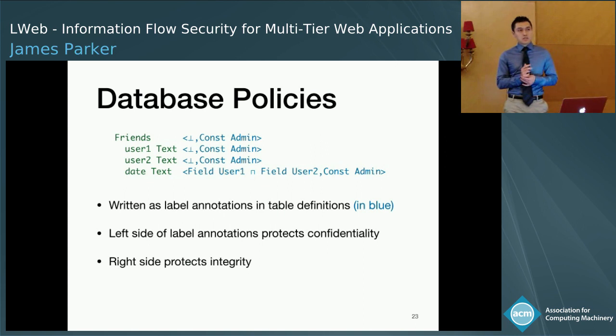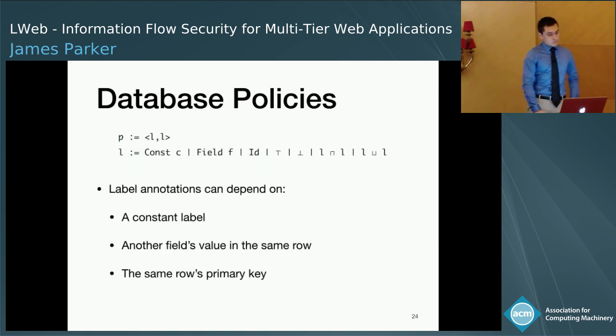I'll explain these more in detail, but the left-hand side of the label annotation protects the confidentiality of the data, while the right-hand side protects the integrity of the data, or the ability to write to that data. Label annotations can depend on either constant labels, the value of another field in the same row, or the row's primary key.